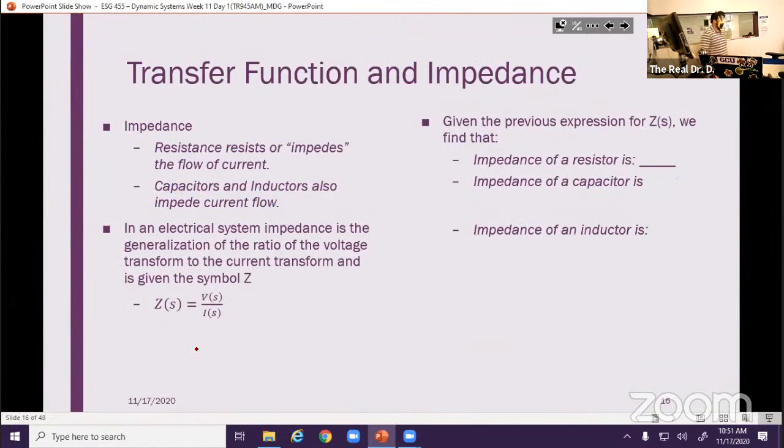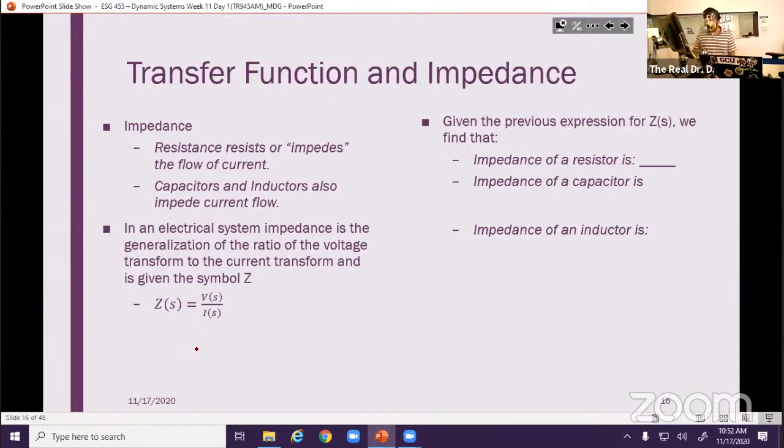Well, let's talk about impedance, right? So that's transfer function. We can find the transfer function of an electrical system. It's the same process that we did for a mechanical system, and it would be the same process for a thermal system or a fluid. You get the differential equation, you take the Laplace transform with zero initial conditions, you algebra it until you get the output divided by your input. That's how we do it.